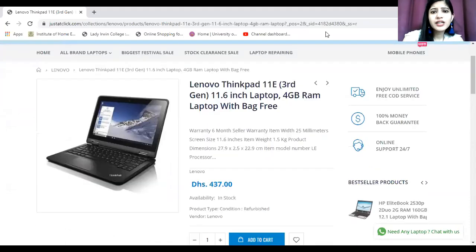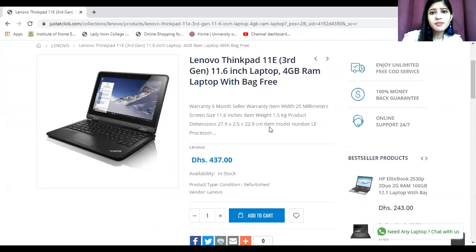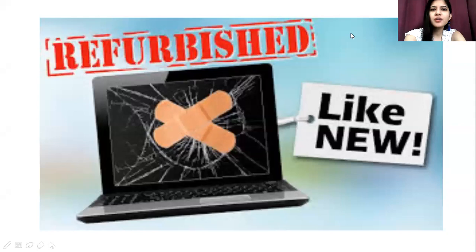Apart from that, it offers you a bag free. Yes, you can see there's a bag free here. Along with that, you see the product type condition is written as refurbished. So let us talk about this refurbished word and refurbished gadgets. We already know that the word refurbished itself means creating something new-like, creating something again from the old scraps. So this can be said to be a new-like product.